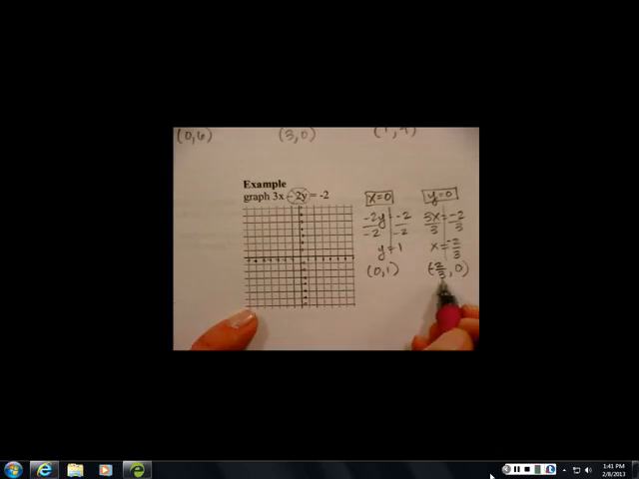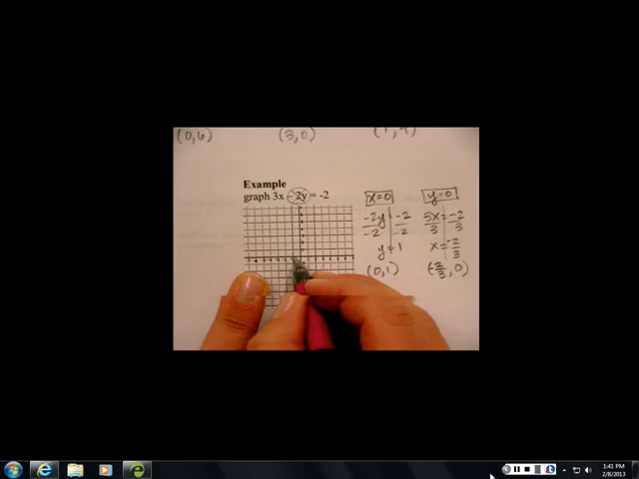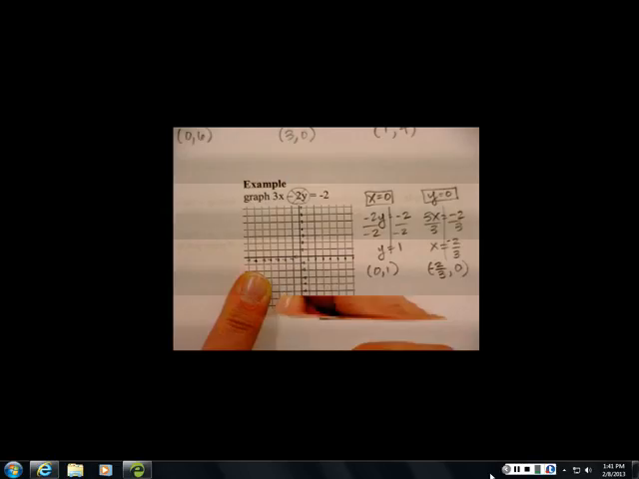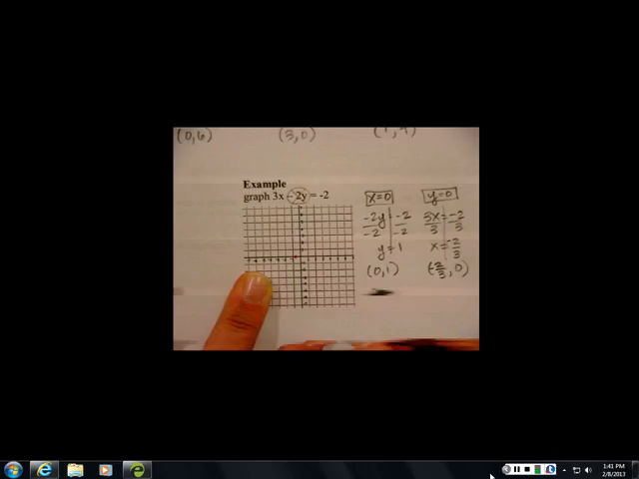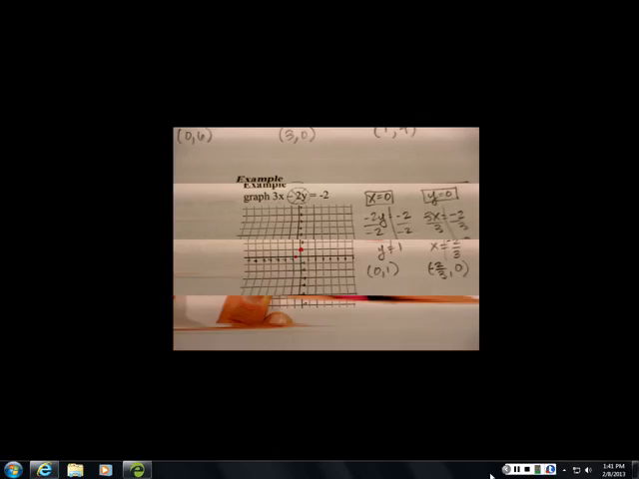Well, -2/3 for the x is going to be just a little bit short of -1. 0, 1 is going to be right here. So again, we're not able to plot this perfectly, but I can kind of see that it's going to be right about here, which means my line is going to go along this direction.